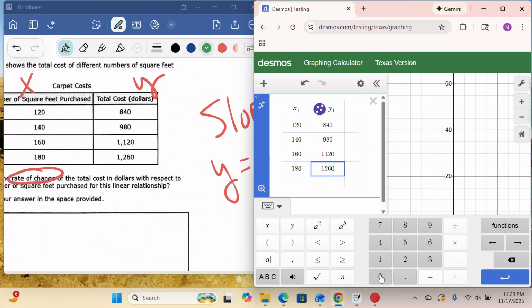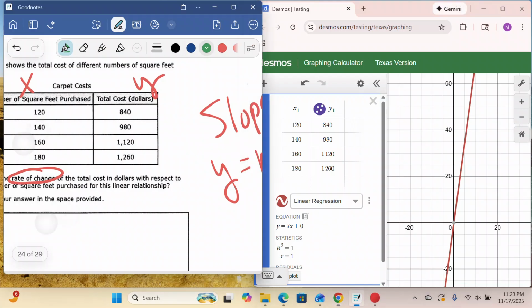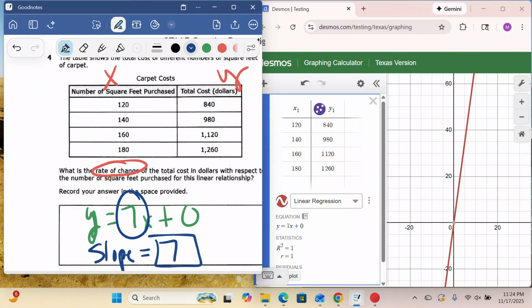I'm going to check my numbers to make sure I did the correct ones, because this is an easy one. I'm going to add regression. And there it is, y equals 7x plus 0. So right there, by doing this equation, y equals 7x plus 0, my rate of change is 7. So my slope or rate of change equals 7. So that's what they're asking for, rate of change. So that is my answer.